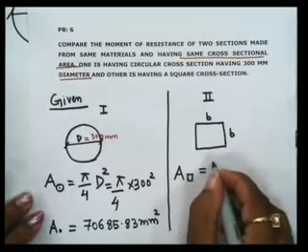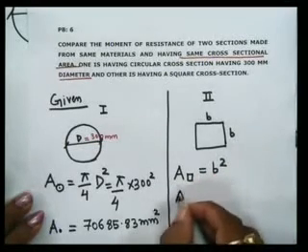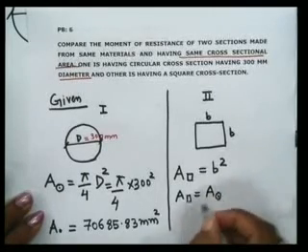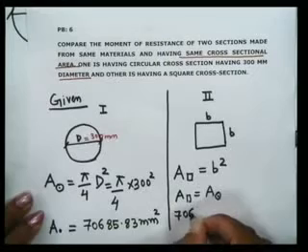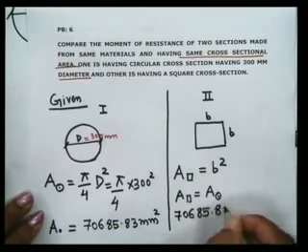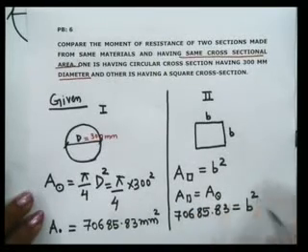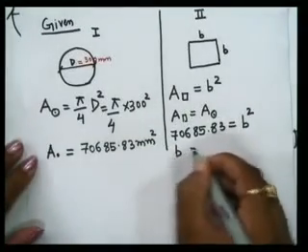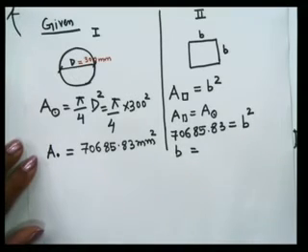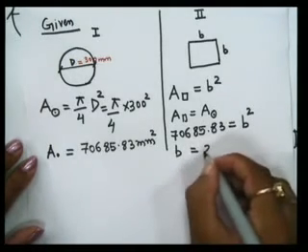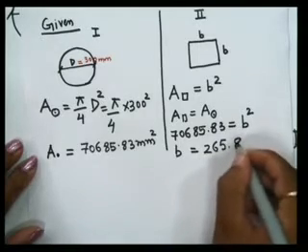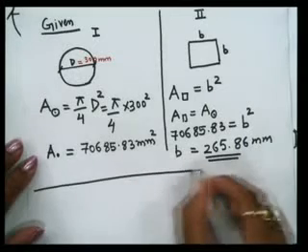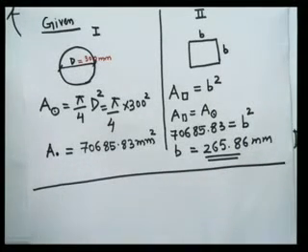Now they have told us both areas are the same, so the area of the square, b square, is equal to the area of the circle. That is, 70685.83 is equal to b square. So I can get the value of b. We get the value of b as 265.86 mm. Now the first part is over, that we have calculated the dimensions.